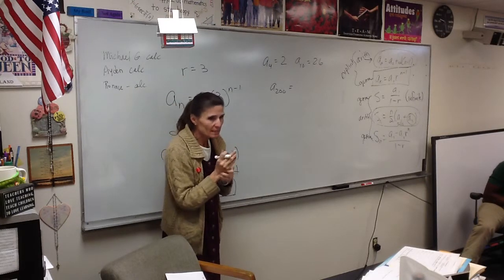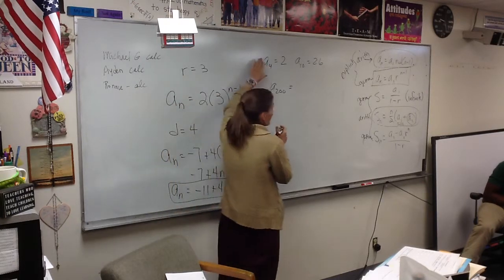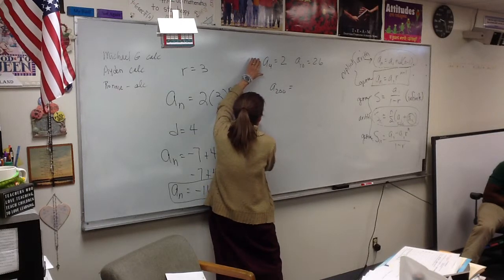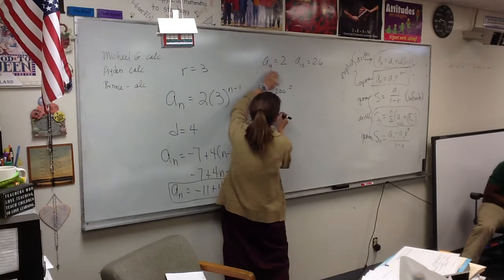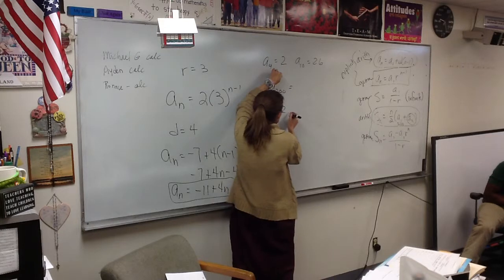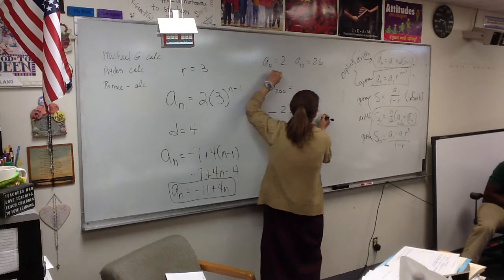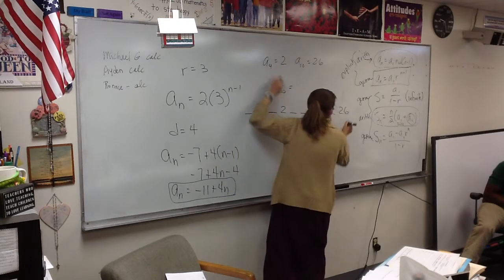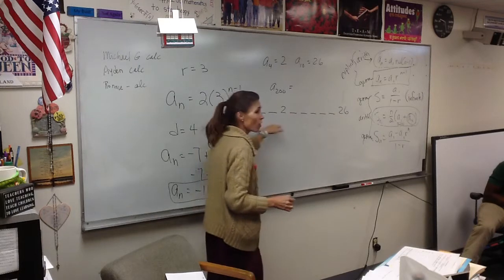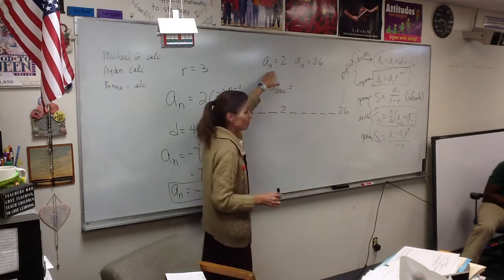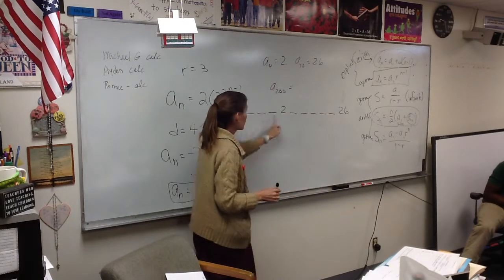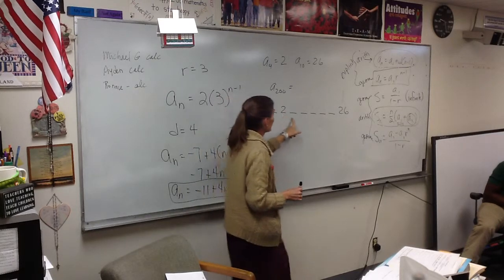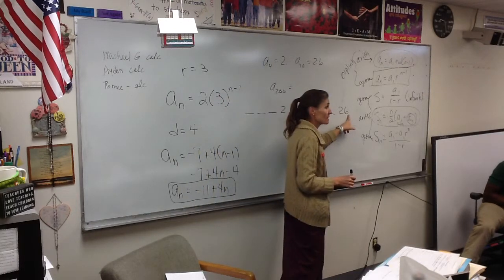This is the other one that's a little bit tricky. Jack says, I don't know much about this sequence. There's the first term, second term, third term. The fourth term is 2. 5, 6, 7, 8, 9. The tenth term is 26. So I've kind of drawn a picture of what they gave me. They said the fourth term in the list is 2. The tenth term in the list is 26.